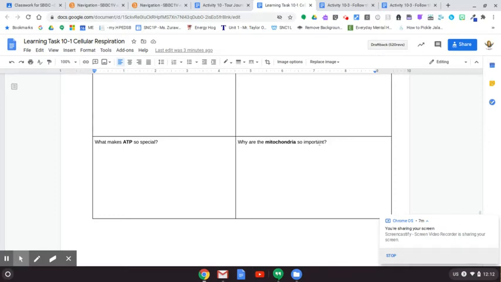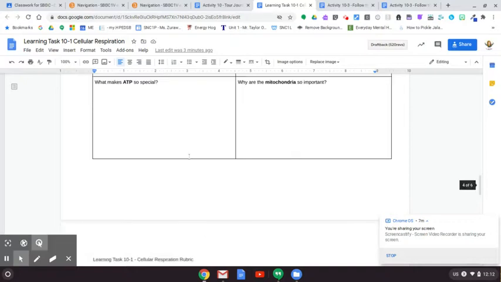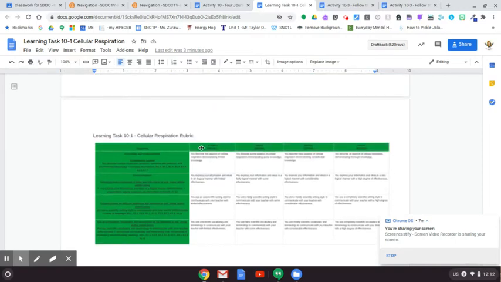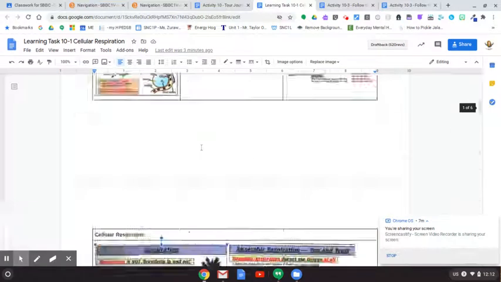And then why are the mitochondria so important? Why are they important in your cells? What are they doing for you overall in terms of cellular respiration? So I think based on that, you guys should be able to handle finishing this. The rubric is copied below. It's also available via the Dropbox, so you'll find it there as well.